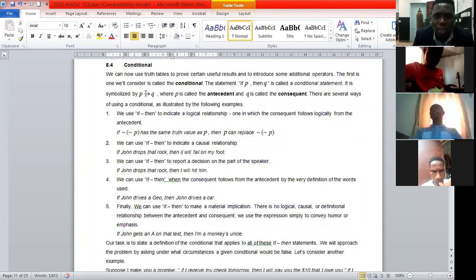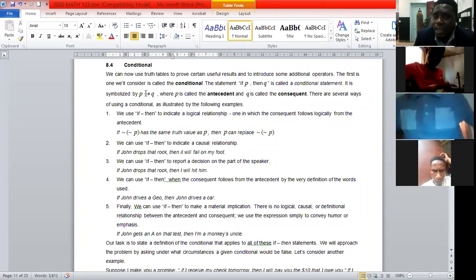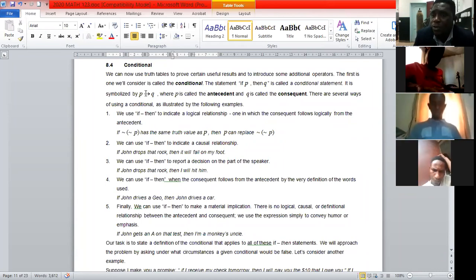So that is conditional. That is where P is called the antecedent and Q is the consequent. So if P is the antecedent, then Q, the consequent, will happen. So P precedes the consequent. So the antecedent and then the consequent.